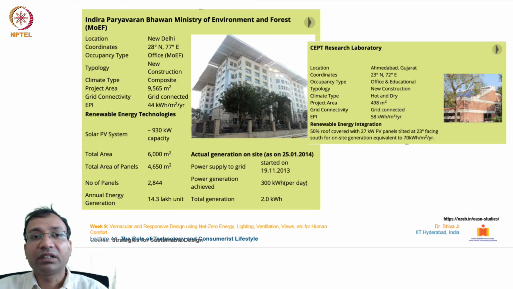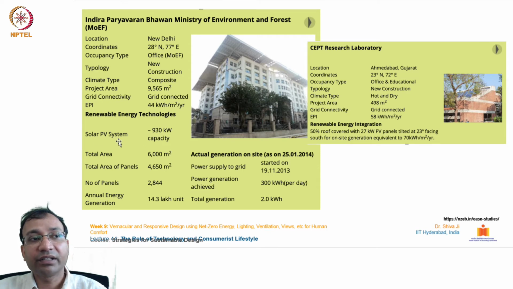Further, we have the first net zero energy building example, Indira Paryavaran Bhavan. Earlier this building used to belong to the Ministry of Environment and Forest, in the Lodi Colony area in the city of New Delhi. Primarily this is an office building, and even now it is being used as an office building. The EPI over here is 44 kilowatt hours per square meter per year. So this is a range.